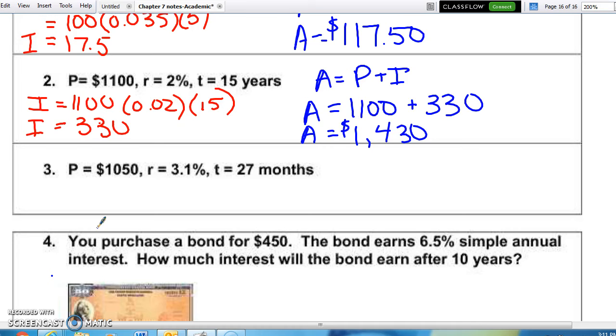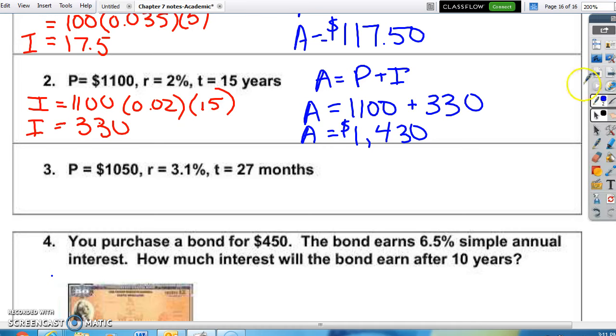Here our principal is $10.50, our rate is 3.1%, and our time is 27 months. Now the first thing that I noticed right away is that my time is in months, where I need it to be in years. So to change 27 months to years, I'm going to divide 27 by 12. And that's going to give me my answer in years, which is 2.25.